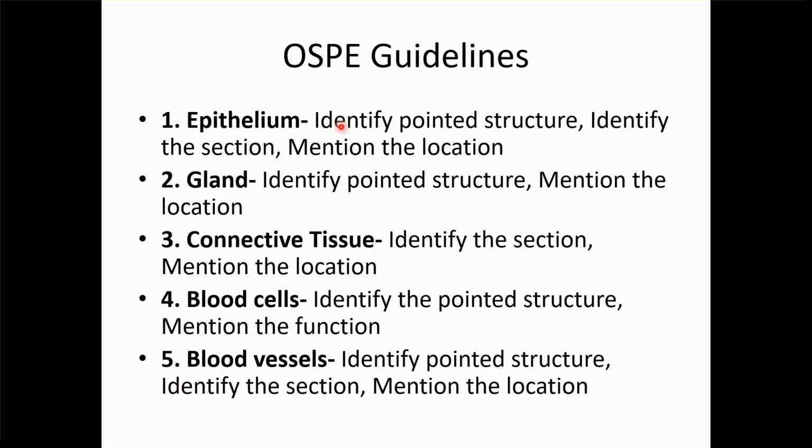Now these are the guidelines you can remember. You have totally 10 slides. The first slide will be related to epithelium, okay, and the questions can be like: identify the pointed structure, identify the section, meaning the entire name of that slide, and mention the location, okay. If it's a gland, you have to again identify the pointed structure, so it could be the serous acini, mucous acini, or interlobular duct, okay. Mention the location, learn the location.